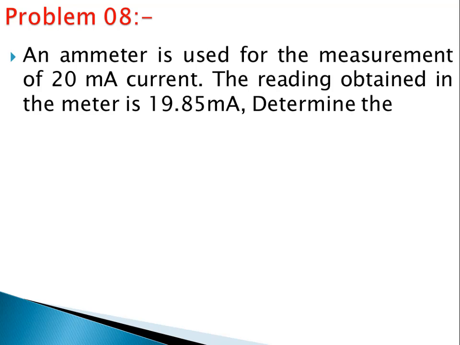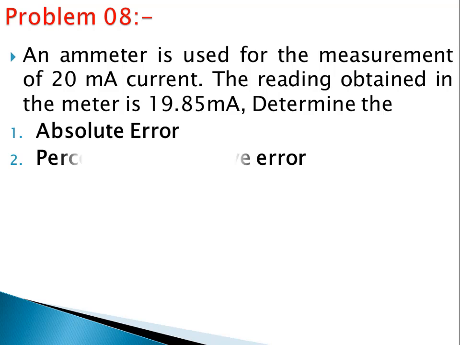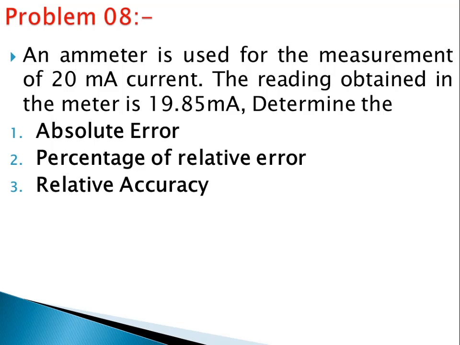Here an ammeter is used for the measurement of 20 milliamp current. The reading obtained in the meter is 19.85 milliamps. So determine the absolute error, percentage of relative error and relative accuracy. Now look at the solution for this problem.